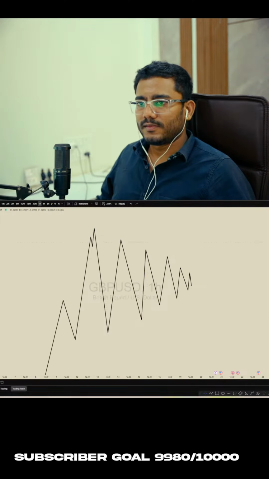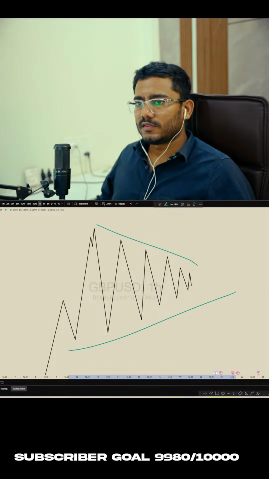So if price is creating structure like this, we are just trading based on liquidity. So these are some order blocks where we are using their directions.